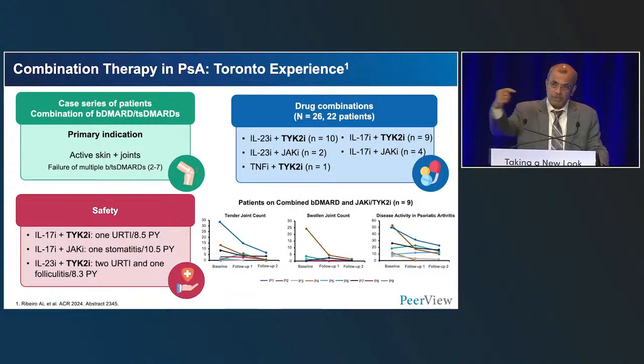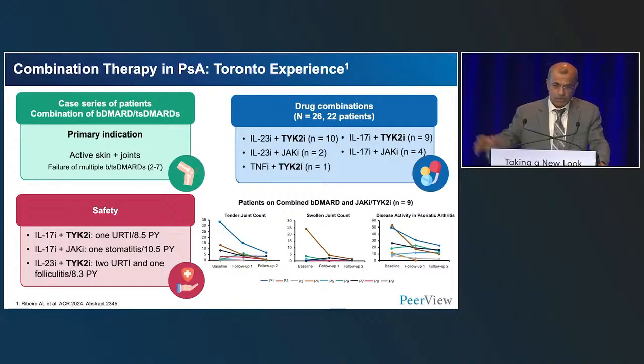And then a dermatologist, exactly as Philip was saying, was prescribing one biologic, and then the rheumatologist in Toronto could prescribe a second drug. And what is shown on the right-hand side is the drug combinations that they tried. So IL-23 plus TYK2, similar to what Phoebe's case was, they had 10 cases. IL-23 plus JAK in 2 people, TNF inhibitors with TYK2 in 1 person. This is, of course, anecdotal, but this is an example from a center of excellence like Toronto.